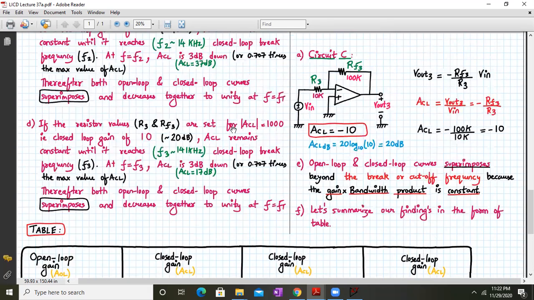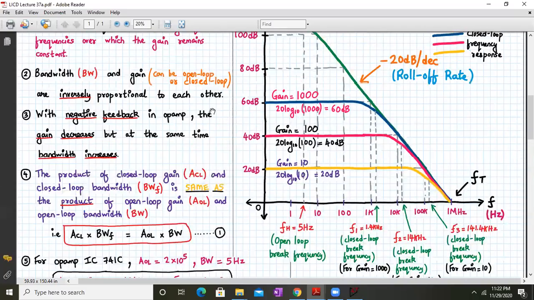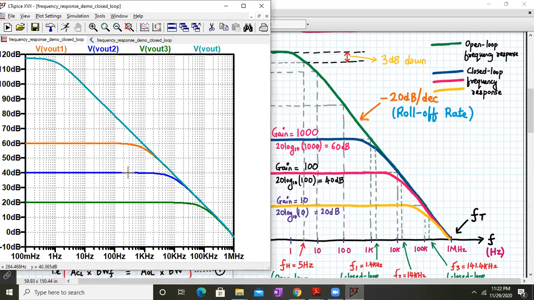I guess we have completed today's topic, the frequency response of a closed loop op-amp, the op-amp in a closed loop basically. And we have covered various aspects. We have seen for different gains how the frequency response looks, how the open loop and the closed loop frequency response merge together, and why the gain bandwidth product remains constant at every point of time. That is also very, very clear. And we have demonstrated the same in LTspice also.